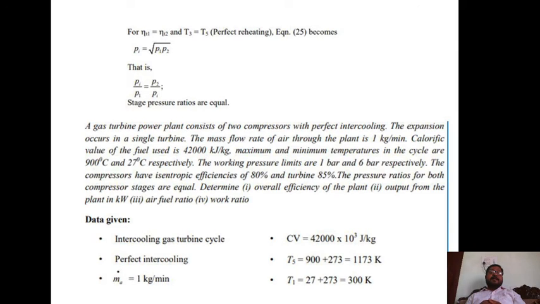That is the intercooling gas turbine. First point, intercooling gas turbine, perfect intercooling. Mass flow rate is 1 kg per minute. CV, calorific value, is 42,000 into 10 to the power 3 joules per kg, because kilo is given. T5 is the maximum temperature, 900 plus 273, 1173 Kelvin. He has converted the inlet temperature also: 27 means it is 300 Kelvin.